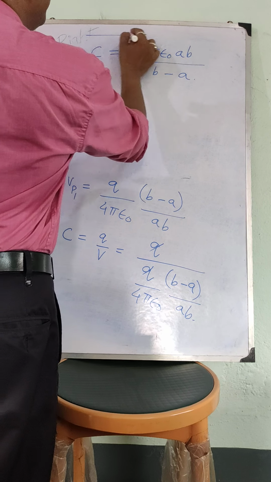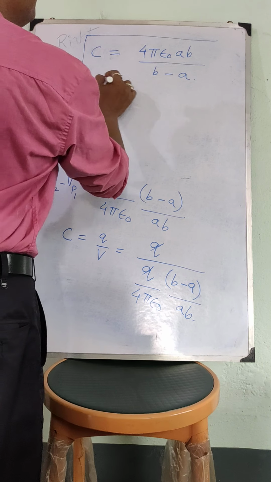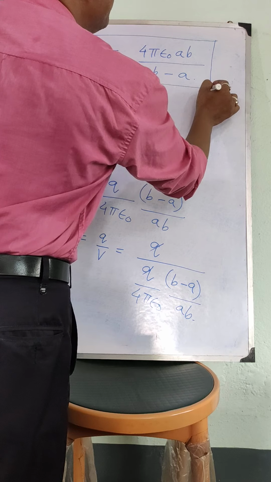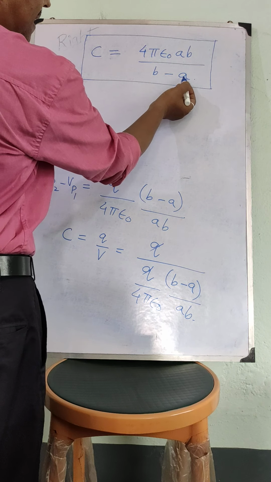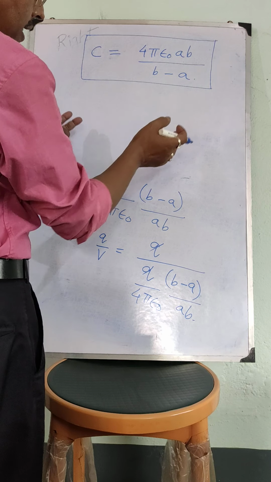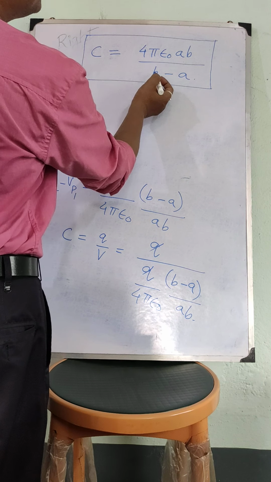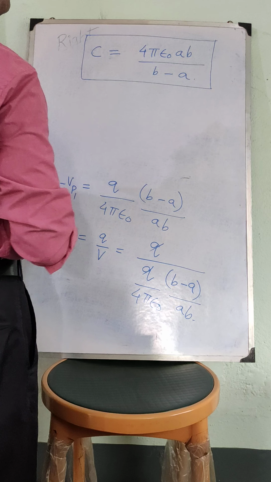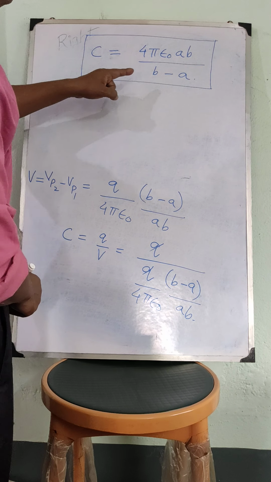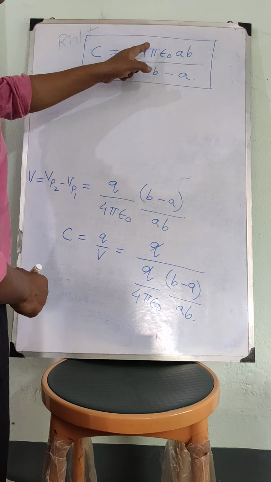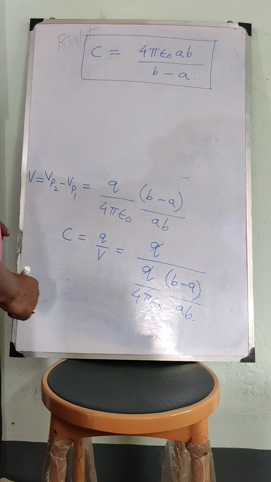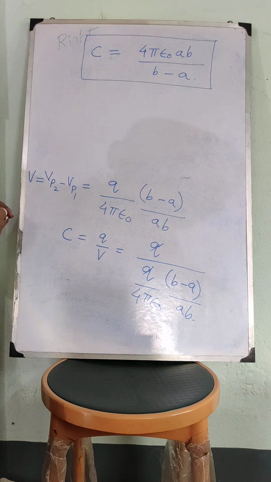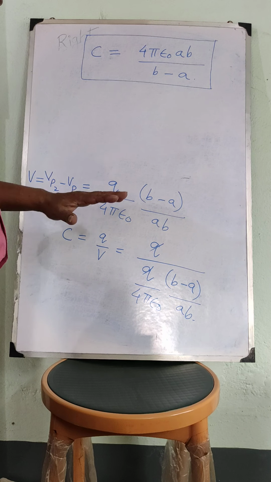So this is the capacitance of a spherical capacitor, which is made up of an inner conducting sphere of radius a and an outer conducting spherical shell of radius b. From here also we can see that the capacitance of the spherical capacitor depends on the geometrical factors of the two conductors.